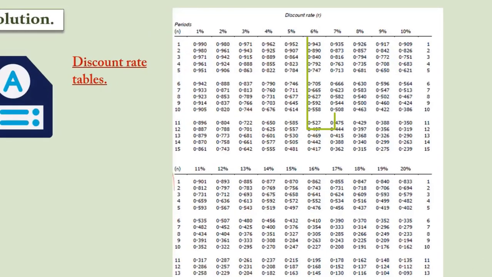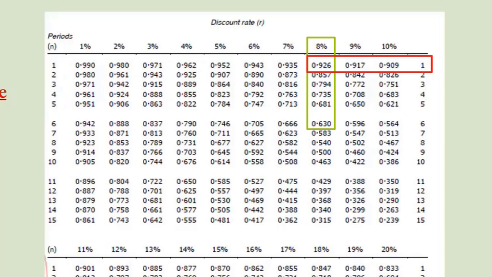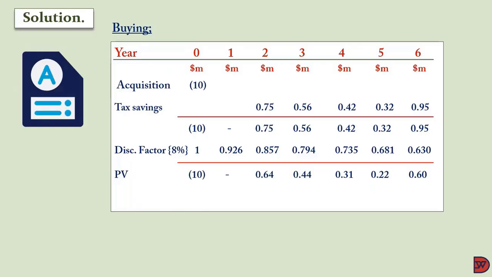Discounting factor for 8% in year 1 is 0.926. For year 2 is 0.857. Year 3 is 0.794. Year 4 is 0.735. Year 5 is 0.681. Year 6 is 0.630.